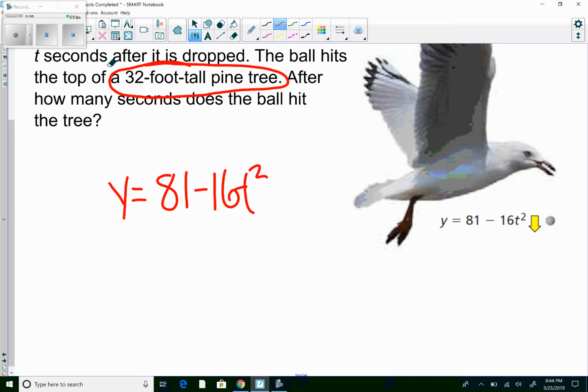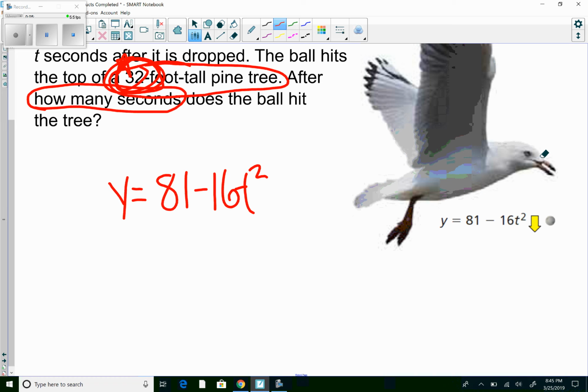So, first things first, I just went ahead and rewrote the function over here in this white space. Now, the main concept we want to come across is how many seconds. That's what we need to figure out. After how many seconds does the ball hit the tree? So, the first thing I think we should do is start by using this piece of information right here. It is a 32-foot tall pine tree.